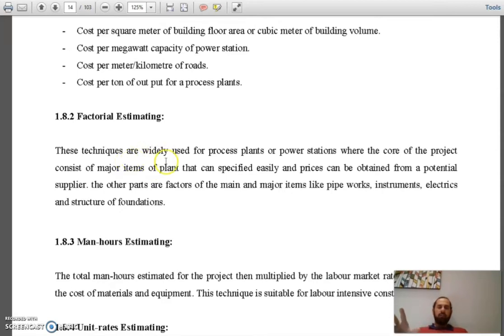So the main core items or major items, like towers, main power buildings, generator buildings, and maybe two other buildings with them, can be specified easily and prices can be obtained from a potential supplier. We can get their prices from the supplier: how much does the tower cost, how much does this cost, how much does that cost, and then we can get the other prices.